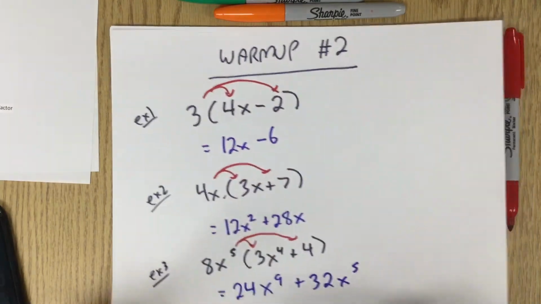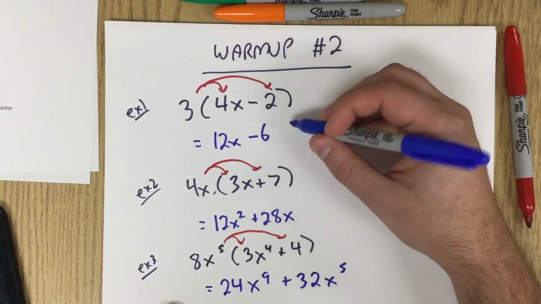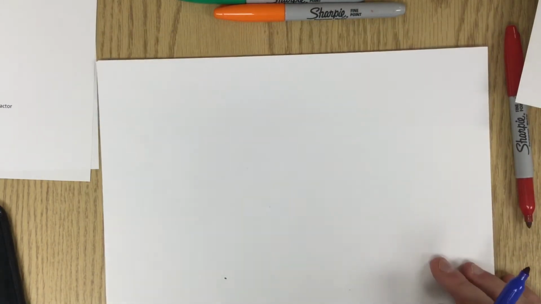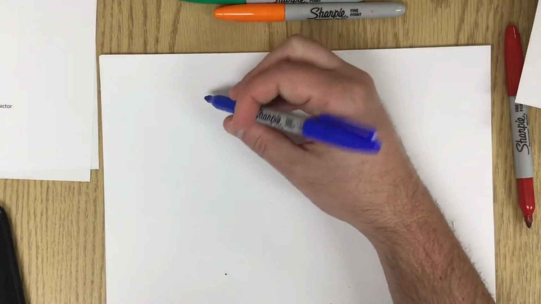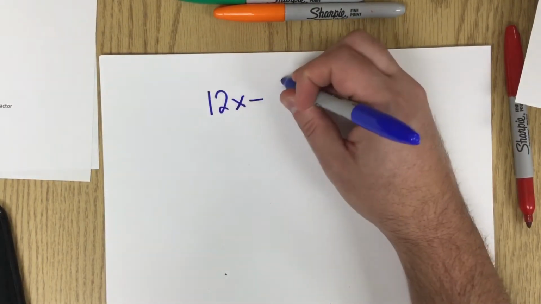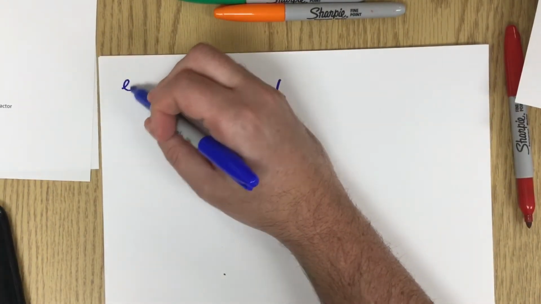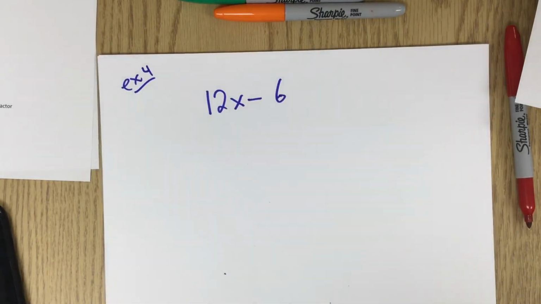So what we're going to be doing now is something called the opposite. When we get rid of the brackets, we call that expanding. And when we create the brackets, we call that factoring. So we're kind of putting it in a different notation, a different way of looking at it. So let's say, for example, I had 12x minus 6. And we're going to learn a way of doing it called common factoring. So we'll call that example 4, kind of.